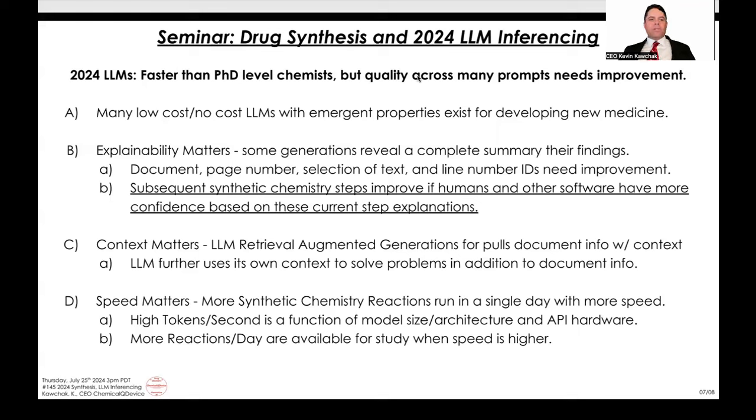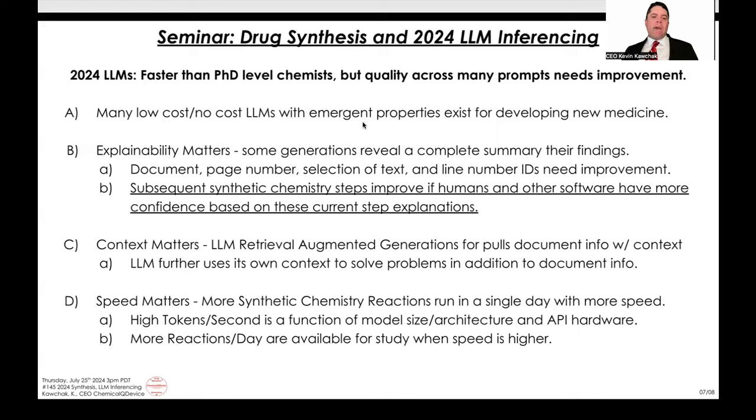And many low-cost to no-cost LLMs with emergent properties exist for developing new medicine today, right? So this falls under that whole prompt engineering thing, and it really does matter what you ask. Sometimes if you're way too specific, it'll get confused, even GPT-4o. I'd say include only the bare amount of information it would take to fix this task or solve this answer.